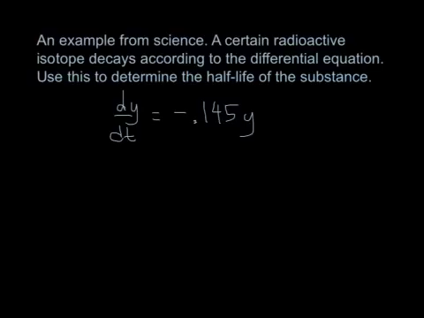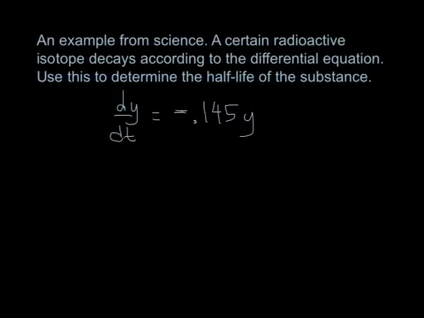Here we have a radioactive isotope. Radioactive. That means it's kind of decaying quickly. It's shriveling and it's losing mass. You probably can't see it happening, but it's all chemical reactions. So according to this differential equation, this is how the isotope is decaying.